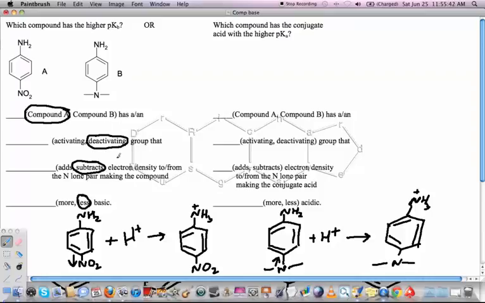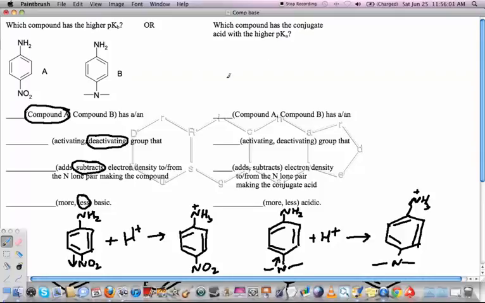Alright, so that's how we handle that one. Compound A has a deactivating group, that's the nitro group, which subtracts electron density from the N-lone pair, making the compound less basic, so it's pulling electrons away from the N, making it less basic.